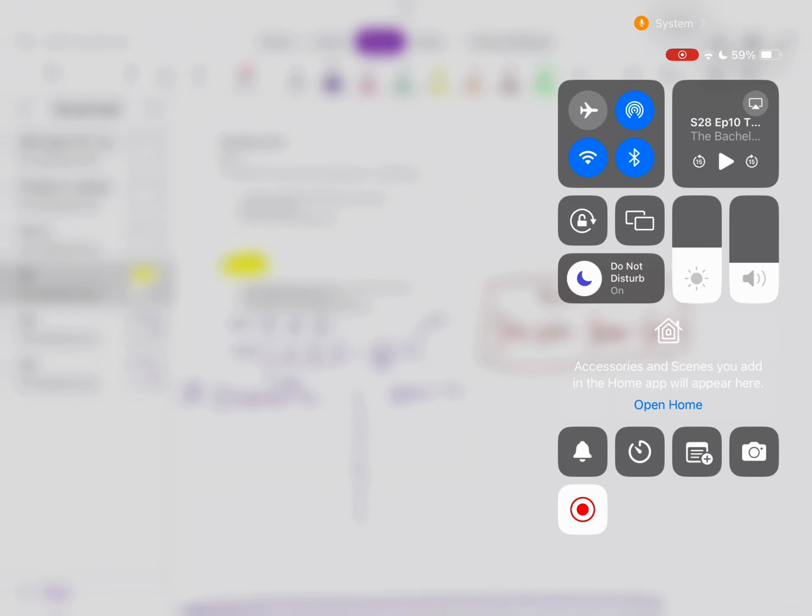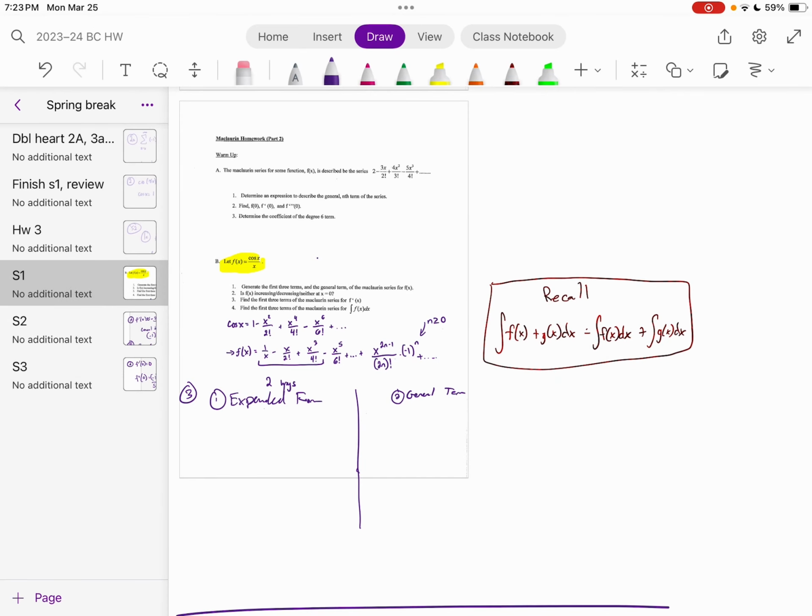Hello, BC Calc. If you just saw The Bachelor up there, my wife was watching it on my iPad last night. I was trying to remove it, couldn't figure out how. I'm incredibly embarrassed that it's even up there.